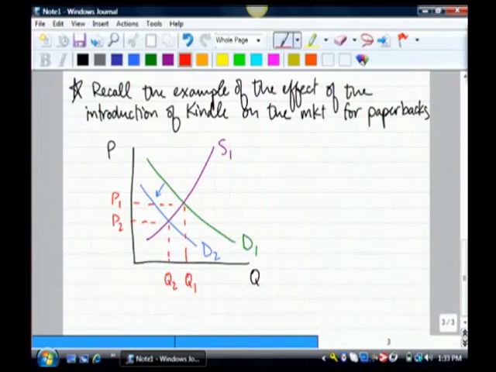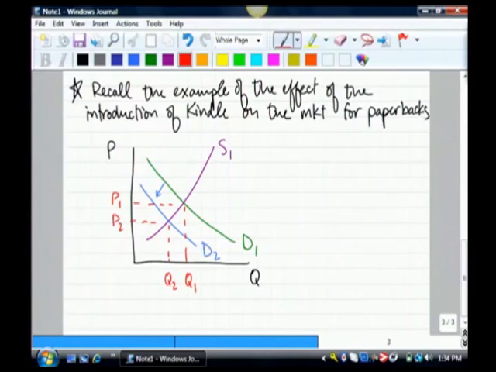Because it wasn't something about the price of paperbacks that drove this behavior. It was actually a change in how much people like paperbacks, so to speak. A new substitute emerges and people reevaluate how much they like paperbacks or how much it's worth to them. That was causing the shift down because I'm not representing the preferences directly on the graph.